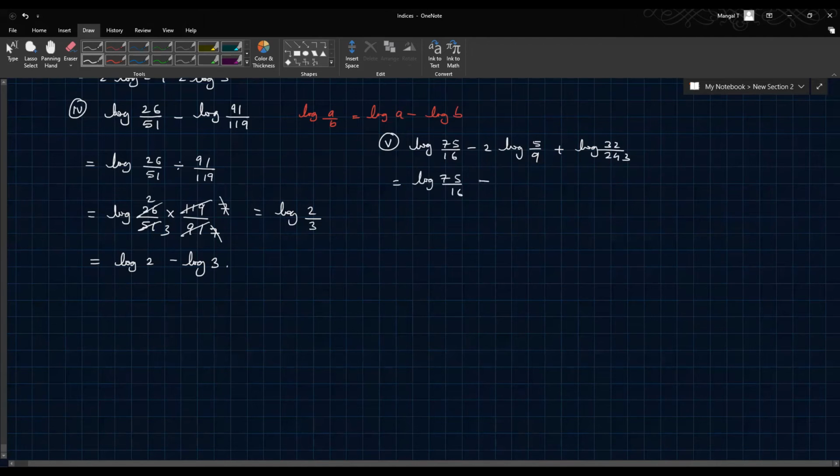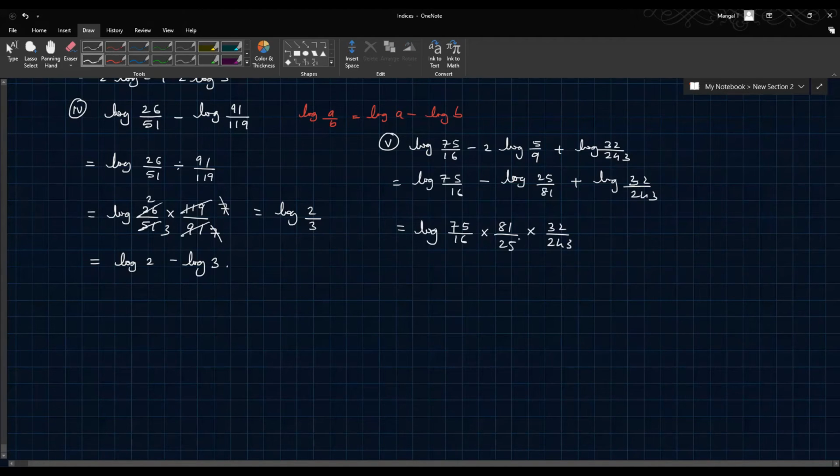Log 75 upon 16, minus the 2 goes, that is the power law. So that will be 25 upon 81 plus log of 32 upon 243. Now, when you write them together, this is 75 and this is 16. So you remember the negative is going to get divided, so I can write it as 81 upon 25. The addition is going to get multiplied, so that is 32 upon 243.